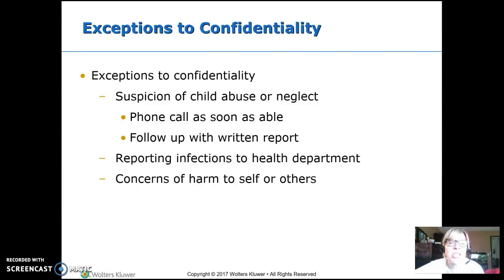Exceptions to confidentiality are if there's a suspicion of abuse or neglect, and we're supposed to make a phone call as soon as possible and follow it with a written report. Certain infectious diseases must be reported to the health department. And then if there's the concern that someone is going to be harmed, either harm themselves or harm another, then we no longer follow confidentiality. Now we're a mandated reporter and we report those things.